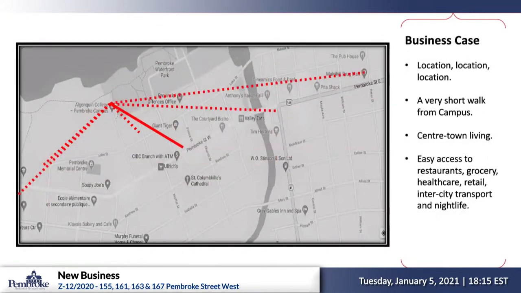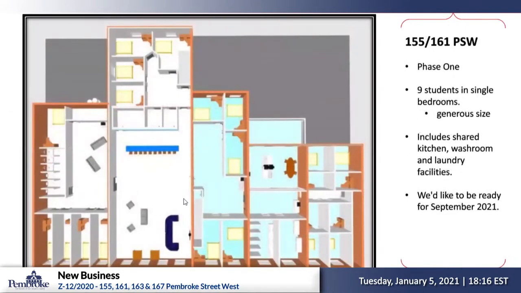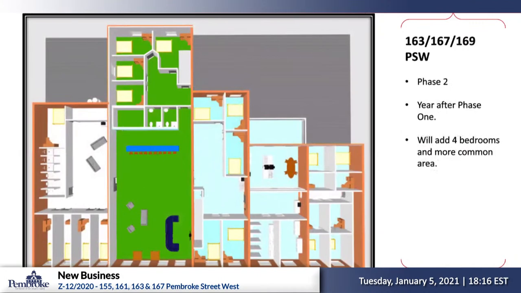Now, location, we're probably, I think, about the third closest to Algonquin College, and that's why we are looking at this project. And that's also why I don't think having a car for students will be a big issue. We will certainly communicate that to any potential tenants. Phase one, which we'd like to complete this year, 2021, is the light blue over on the right-hand side. This will be only 9 bedrooms. They will be very nice sizes, and there will be a shared kitchen and shared laundry. And that's phase one.